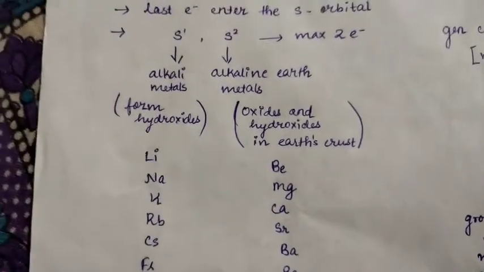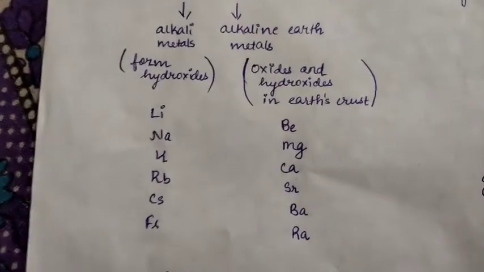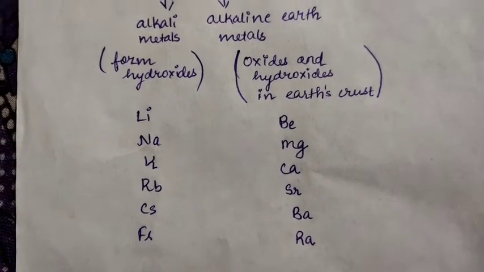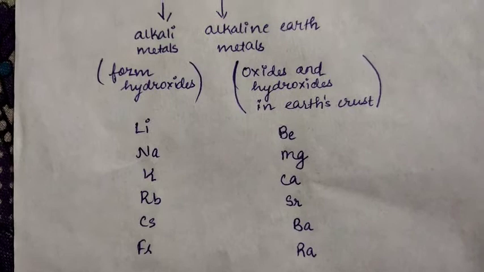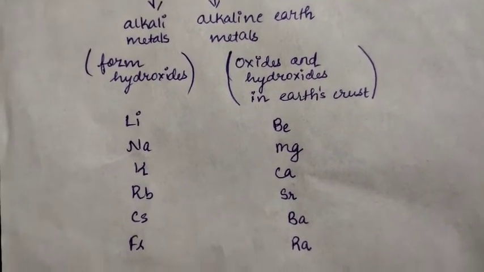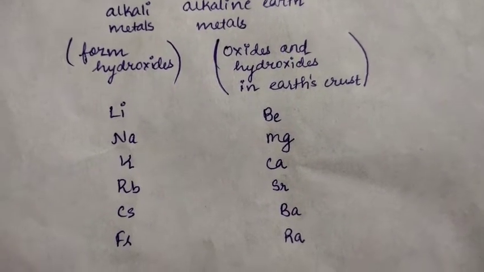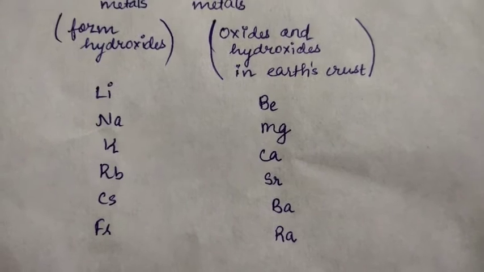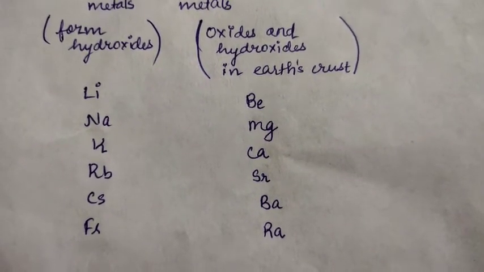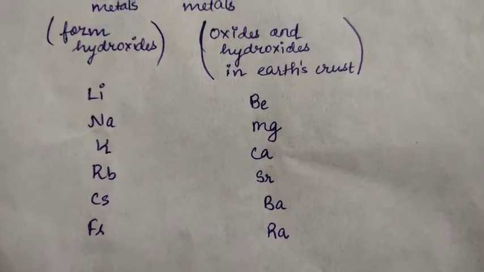Now for S1, you see it's lithium, sodium, potassium, rubidium, cesium, and francium. For sodium, if it's 3s, then for potassium it will be 4s. For rubidium it will be 5s. The shells are always increasing. If we talk about S2, the alkaline earth metals, we get beryllium, magnesium, calcium, strontium, barium, and radium.